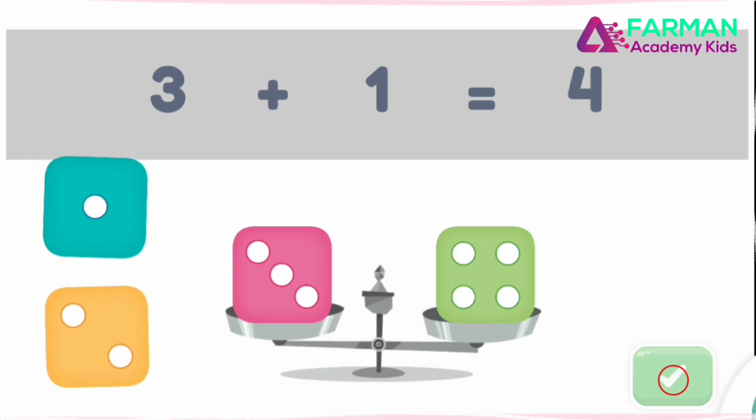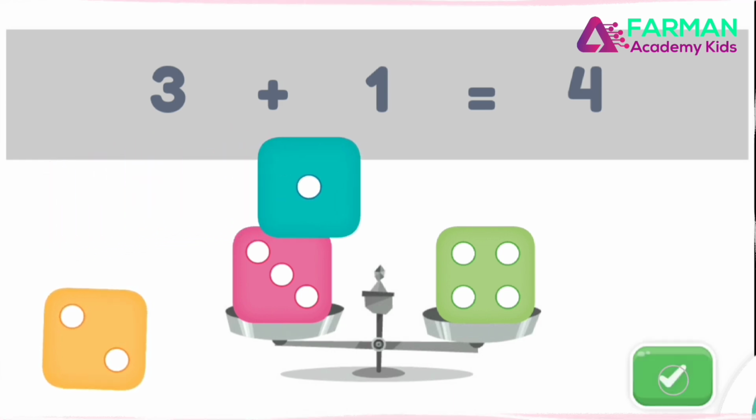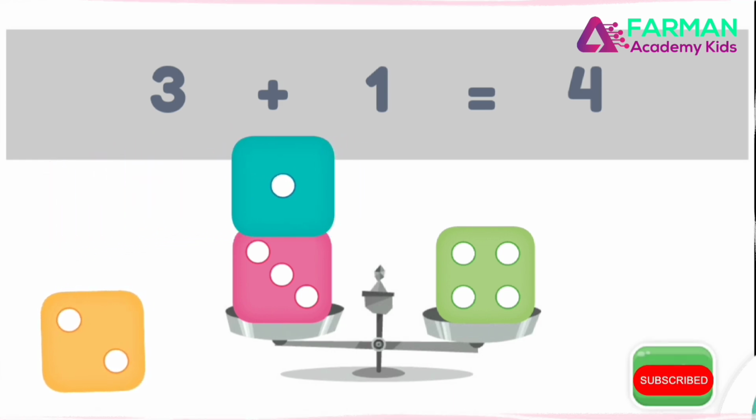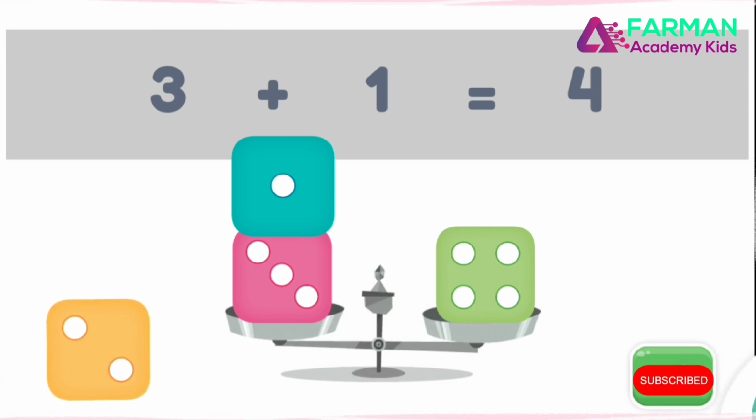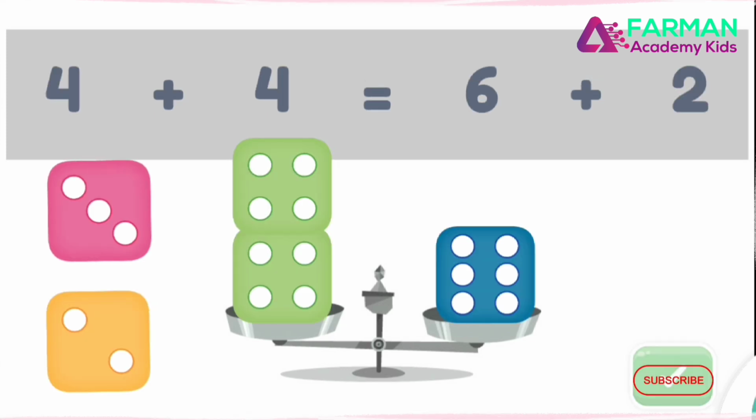Make the scale match the equation. 3 plus 1 equals 4. Drag the correct die to the scale to make both sides equal. Good thinking! 3 plus 1 equals 4. Both sides have 4 dots.